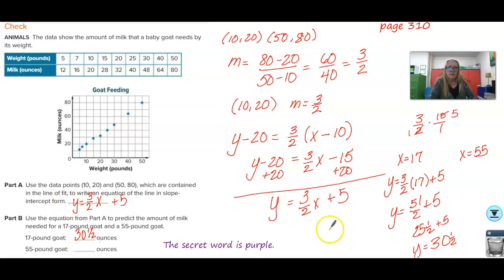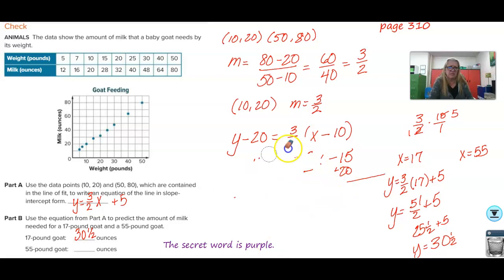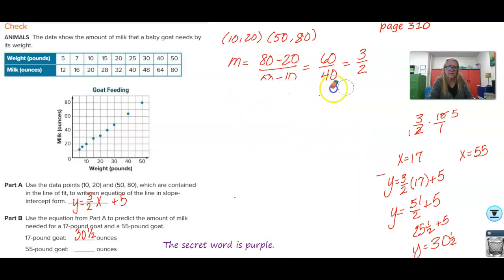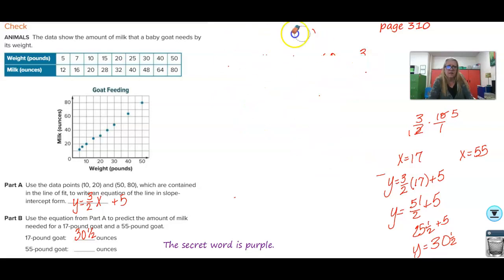Okay. I'm going to need some space to write because I've got to do the 55-pound goat now. Erase some of this stuff here. Look at her getting carried away. Isn't this fun? I'm having fun.